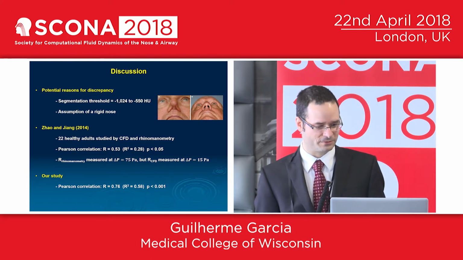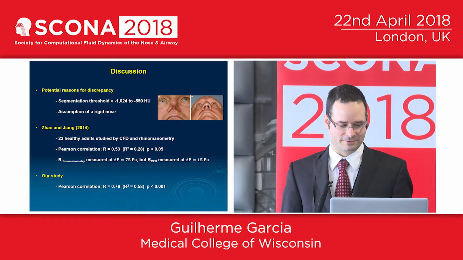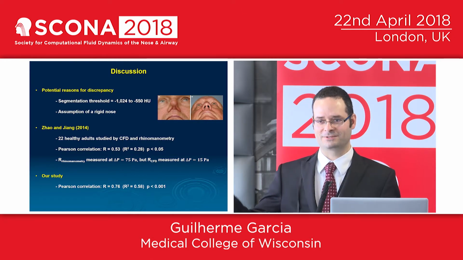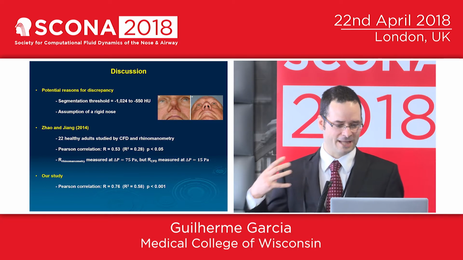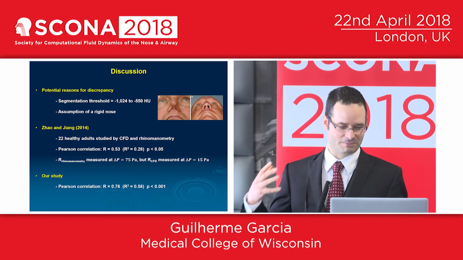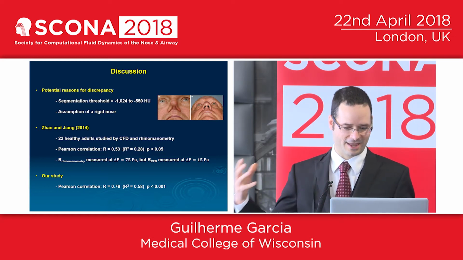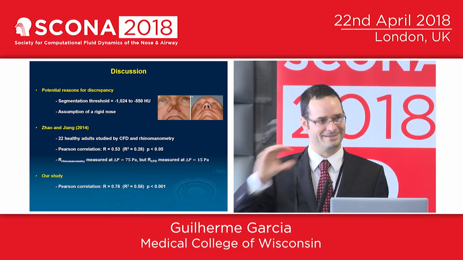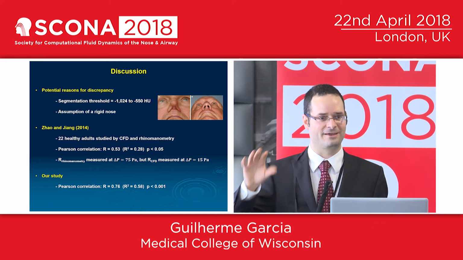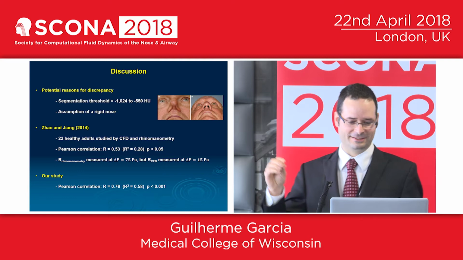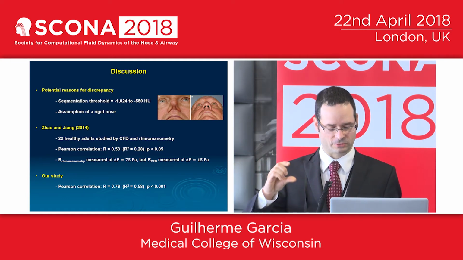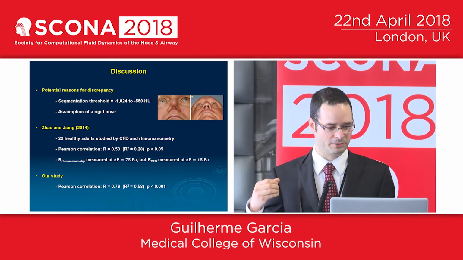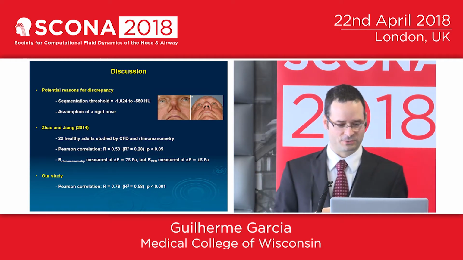Okay, so potential reasons for the discrepancy. In my earlier presentation this morning, I mentioned that the segmentation threshold has a major impact on the resistance. I don't know exactly what the optimal segmentation threshold is to get the same resistance as the patient. Typically, we use minus 300 because that's the easiest one to do a quick job, because it gets rid of a lot of artifacts. But from the analysis we did, it sounds like if we use a smaller range, like maybe minus 800 Hounsfield units, that would provide a higher resistance that would be more comparable with the patients, at least the rhinomanometry measurements.